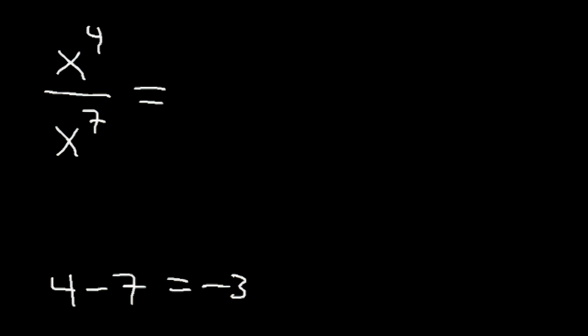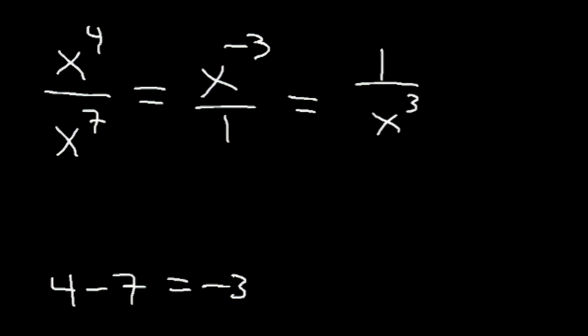So now what about this example? Let's say we have x to the 4th divided by x to the 7th. What is the answer? So 4 minus 7, top minus bottom, is negative 3. And whenever you have a negative exponent, if you move the variable to the bottom, the negative exponent will become positive. So x to the negative 3 is the same as 1 over x cubed. And typically, in algebra, you want your final answer to contain positive exponents, not negative exponents. So this is the answer.